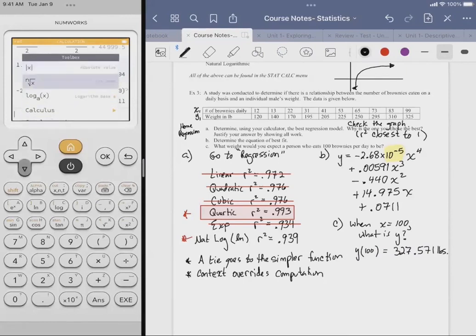If you're looking for anything funky, this is probably where you're going to find it. And we'll come into this menu a fair amount when we get into the second unit and talk about probability. So pretty useful there.